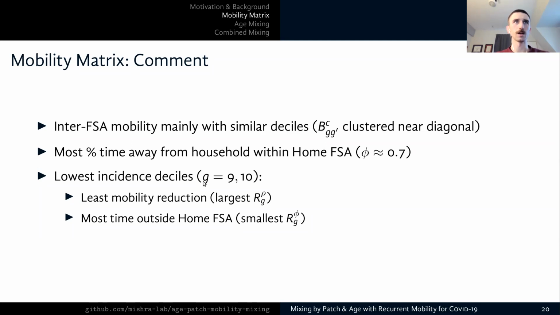And then basically, if you are in the lowest incidence deciles, the rural ones, excuse me, you tend to have the lowest reduction in mobility throughout the course of the pandemic. So you're still fairly mobile, which makes sense. But you also end up spending most of the time outside of your home FSA. So we hypothesized that these populations are really traveling long distances for their day-to-day activities. Maybe it's to do with farming, or just because there are fewer amenities close by. So it's more likely you're going to have to travel further.